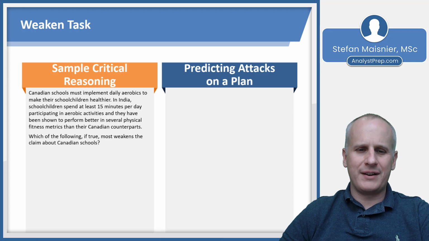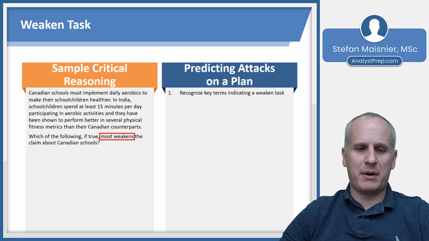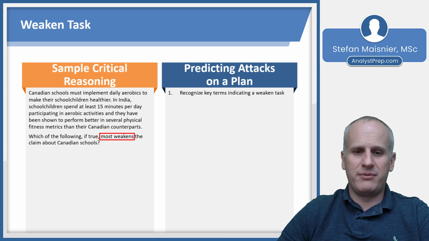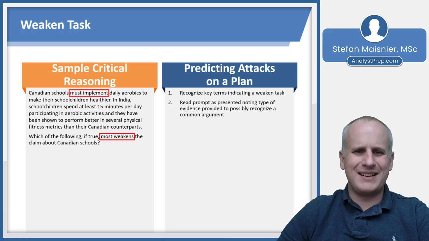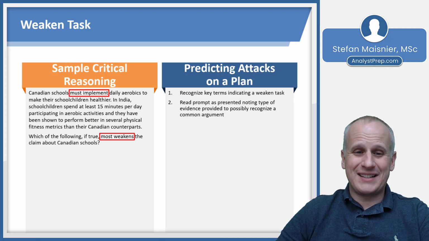And we've got another setup, and as always, we skip to the question stem. We see most weakens, so which of the following, if true, most weakens the claim about Canadian schools? We know the claim has to be about Canadian schools, so that's a little bit helpful. So as always, we'll begin reading at the outset. We find Canadian schools must implement daily aerobics to make their school children healthier. And must implement is already telling me that there's a plan involved. And so they've got a recommendation here.